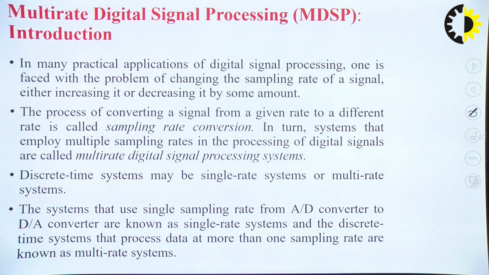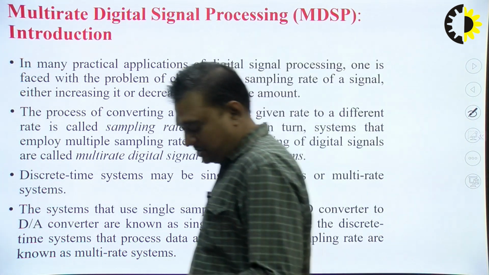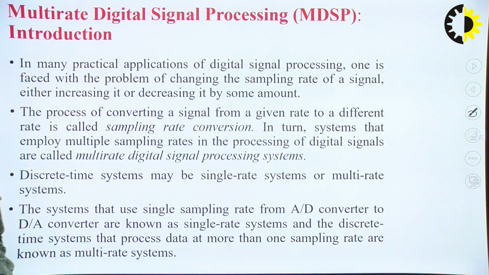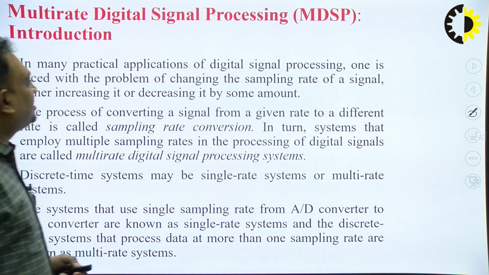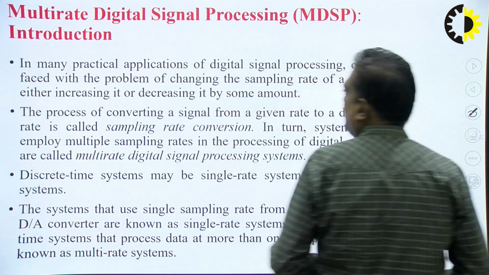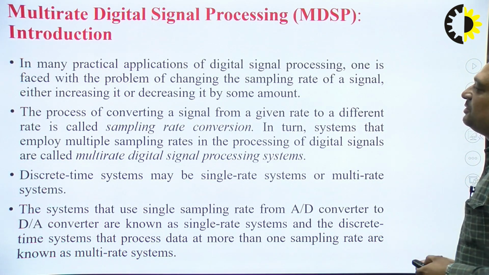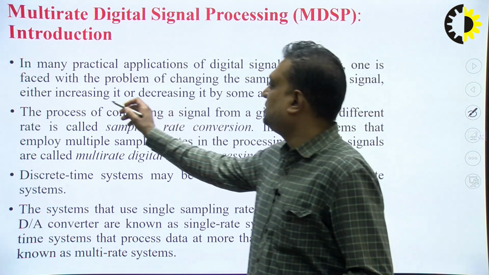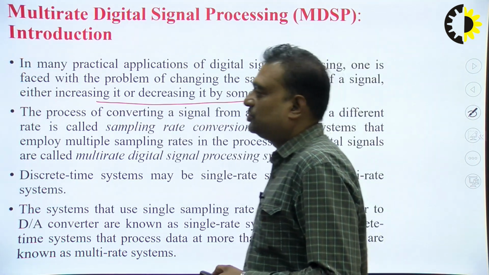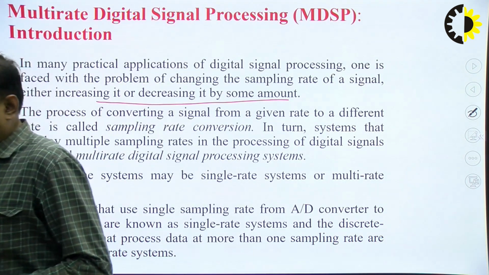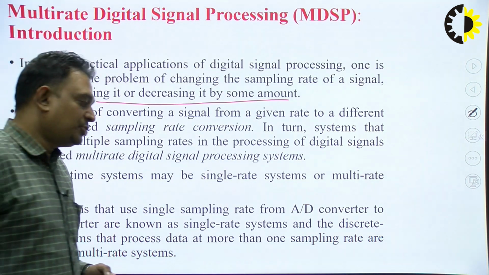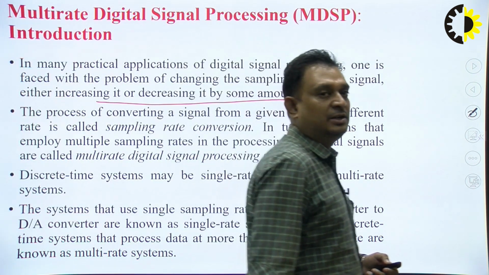So first of all, we will see what we mean by multi-rate digital signal processing, in short MDSP. So we will see the introduction. In many practical applications of digital signal processing, one is faced with the problem of changing the sampling rate of a signal, either increasing it or decreasing it by some amount. So this is basically the requirement: we want to change the sampling rate of the system.